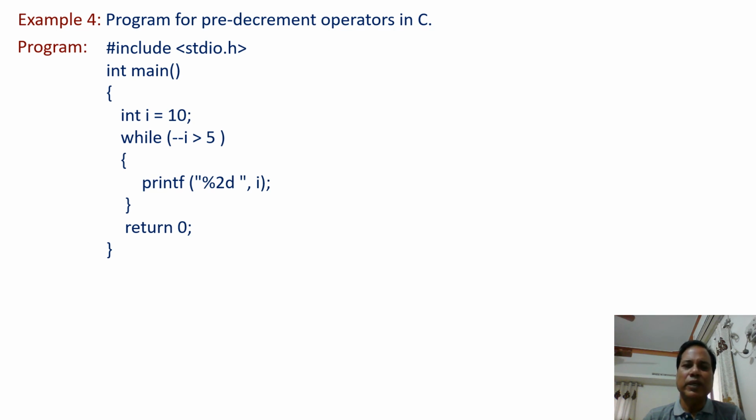So in this way, starting from 9, the condition is true until the value of I equals 6. When this value becomes 5, then the condition 5 greater than 5 is naturally false. So when it is false, control comes out of the while loop. So the output of this is going to be 9, 8, 7, 6. So this would be the output of the program, 9, 8, 7, 6.